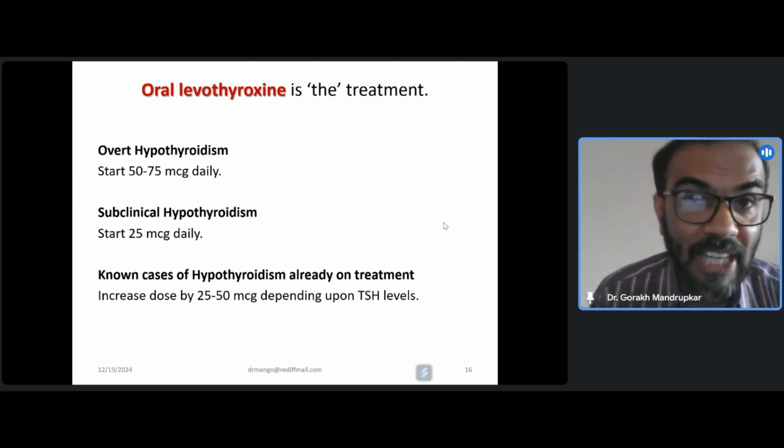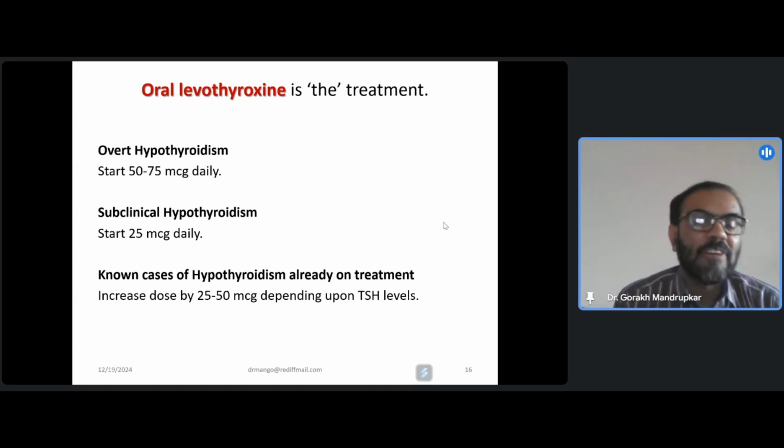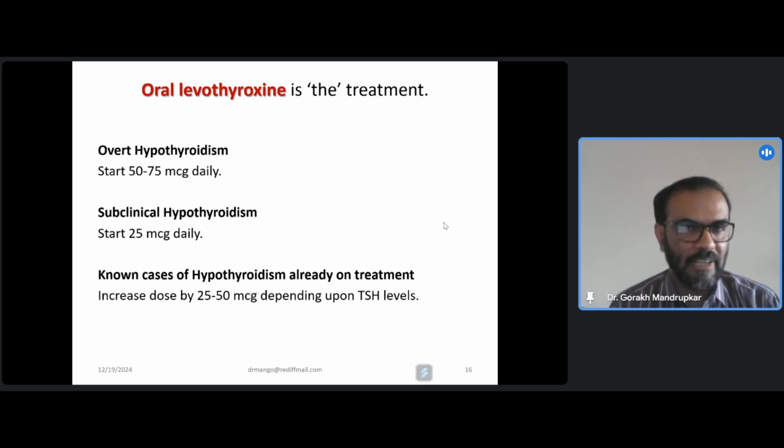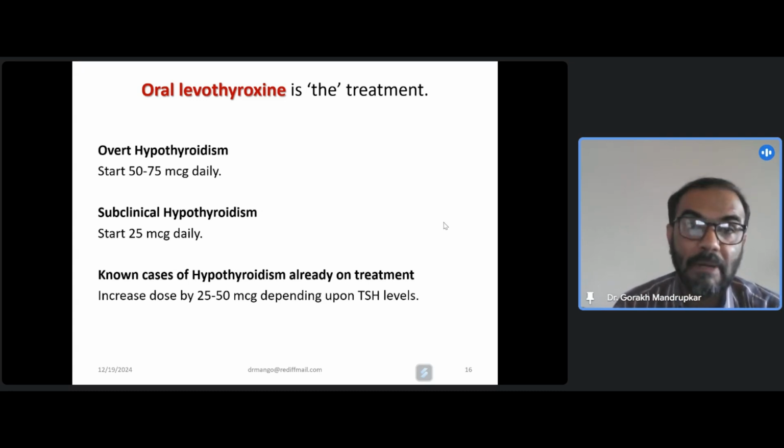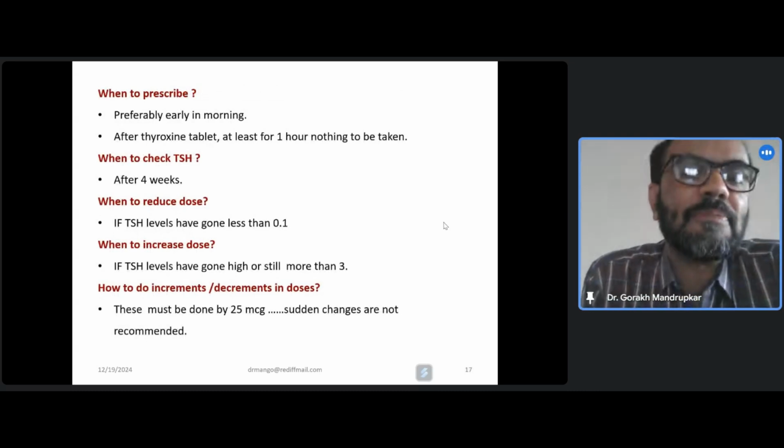Now the third variety. The third variety is a known case of hypothyroidism who has now become pregnant. Now what will happen? We have to increase the dose by 25 to 50. Ideally 25 mcg is recommended. When there is a known case of hypothyroidism and she becomes pregnant, increase the dose of L-thyroxine by 25 depending upon TSH levels.